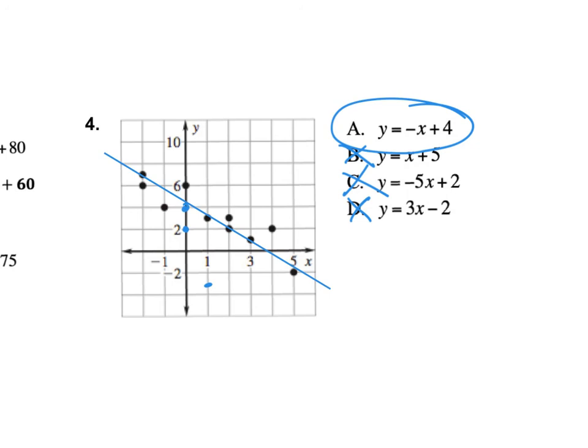All right, so in this lesson, we took a look at how to write equations for the line of best fit.